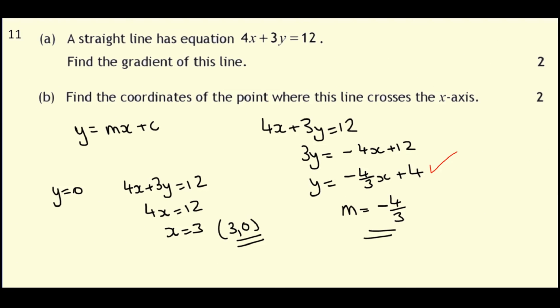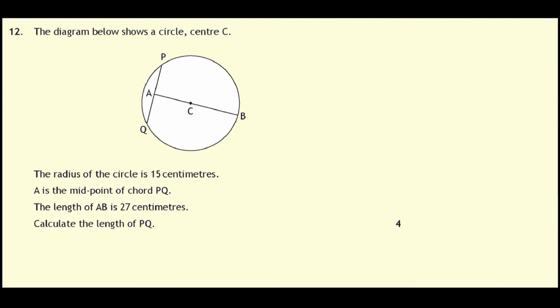Question number 12 is a question involving a circle, most likely going to be a Pythagoras question. So what we know in the question and what's written down is the radius of the circle is 15 centimetres. Okay, A is the midpoint of the chord PQ, so that means it cuts it in half, and the length of AB is 27. Okay, so I know that this whole line here is 27. Well, I know that from C to B is a radius, so that's 15. So I know this part here would be 12.